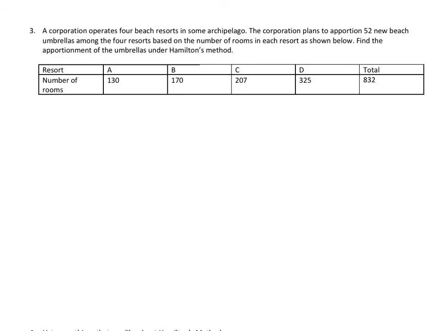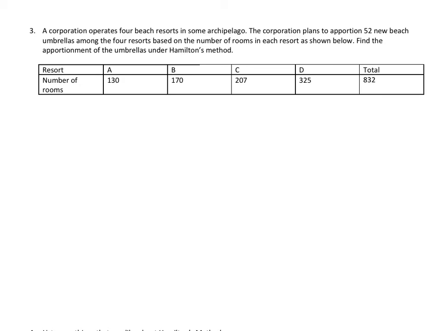In this last example, a corporation operates 4 beach resorts in some archipelago. The corporation plans to apportion 52 new beach umbrellas among the 4 resorts based on the number of rooms in each resort shown in the table. We want to find the apportionment of the umbrellas under Hamilton's method.